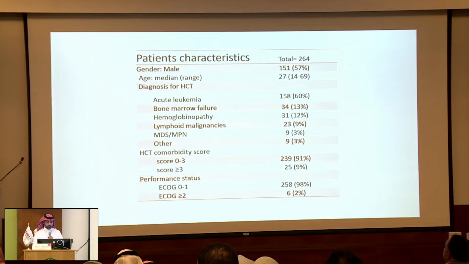Hemoglobinopathies are also included in this analysis because those are patients who were treated outside the Campath TBI platform. We used the haplo platform, which consists of fludarabine, TBI, thiotepa, ATG, and PTCy as well. So we included around 31 patients here with different indications, including sickle cell disease and beta thalassemia. Lymphoid malignancies, including non-Hodgkin lymphoma and Hodgkin lymphoma, are around 9%. So most of the patients have a good comorbidity score, and they also have good performance status.